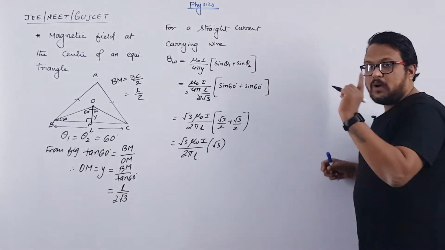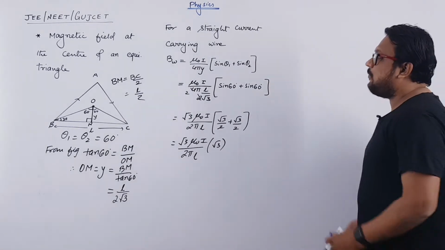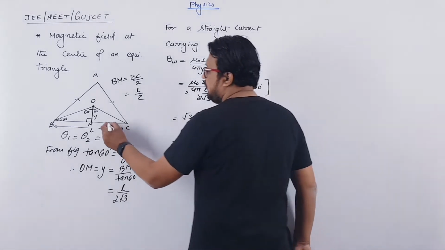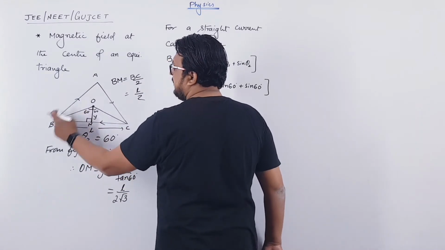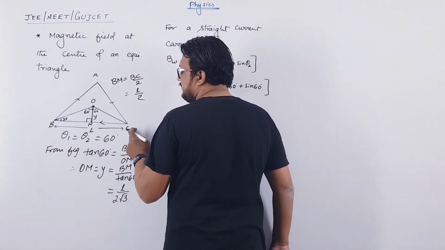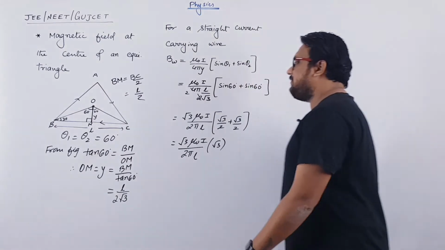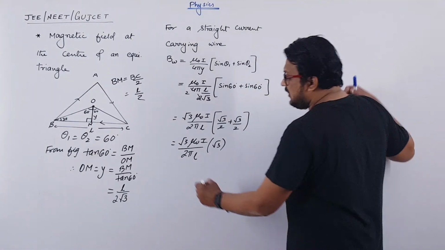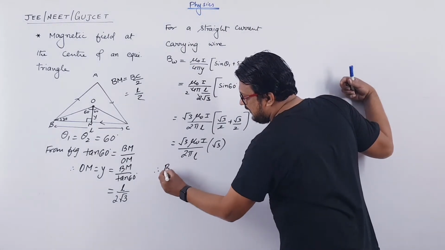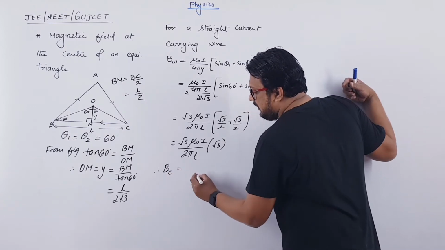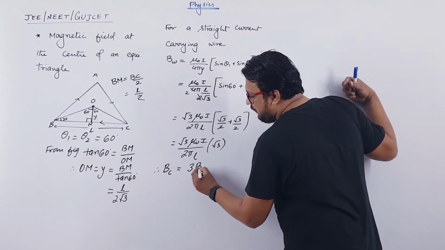This is for one wire, right? Now how many such wires are there? You'll find that there are 3 wires, AB, BC and CA, right? So we are having 3 wires. So the resultant magnetic field at the center will be equal to 3 times the magnetic field of each wire.